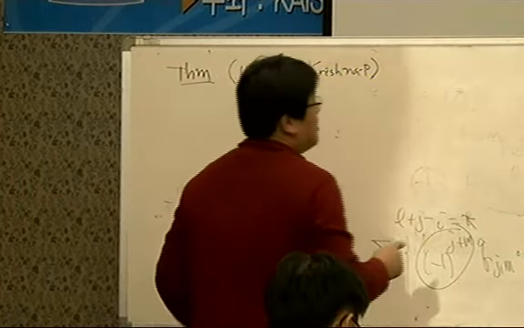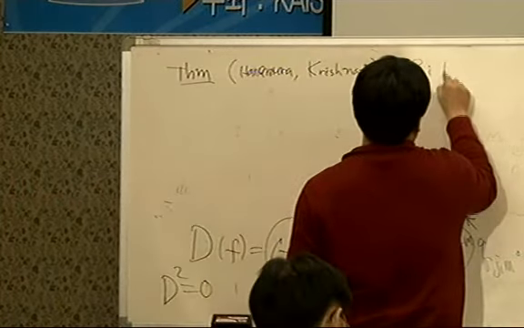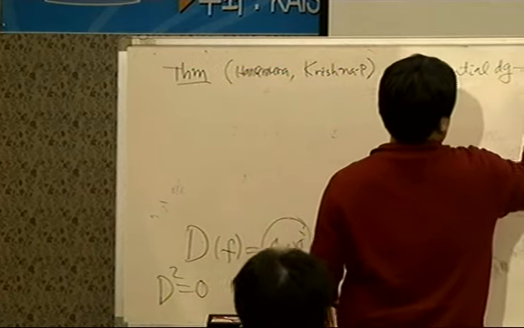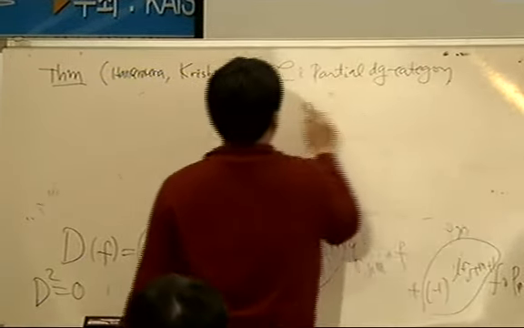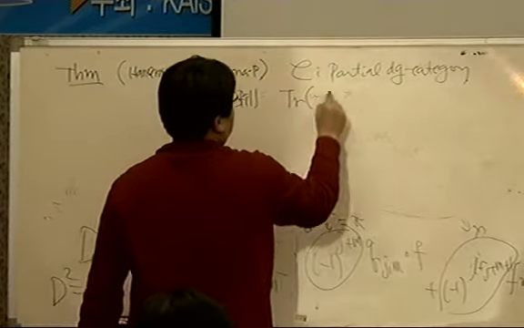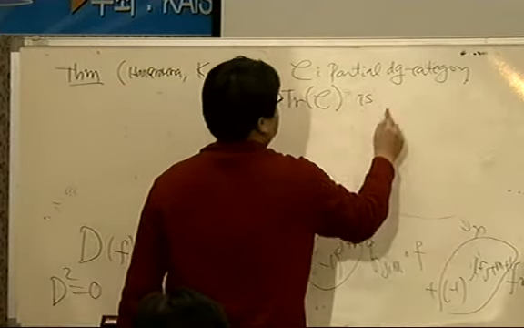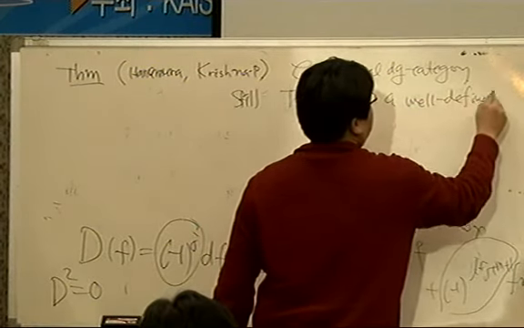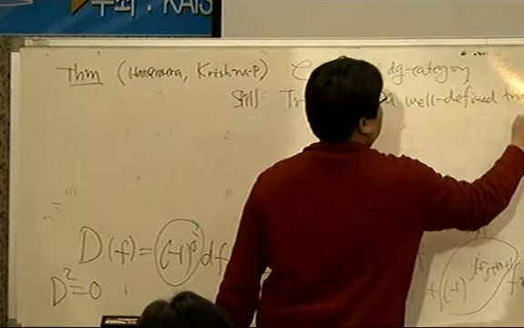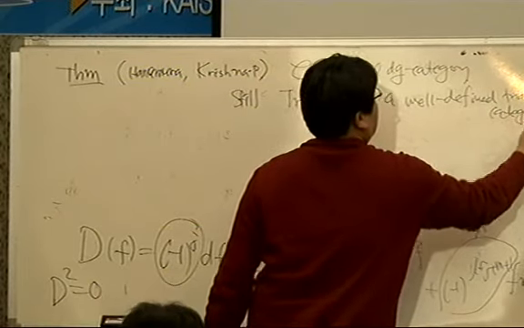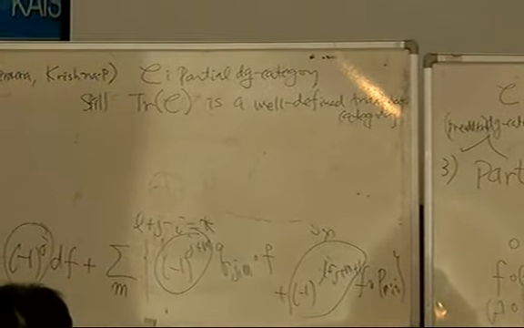And so even though C is not a DG category, C is a partial DG category, still this Tr C is a well-defined triangulated category.